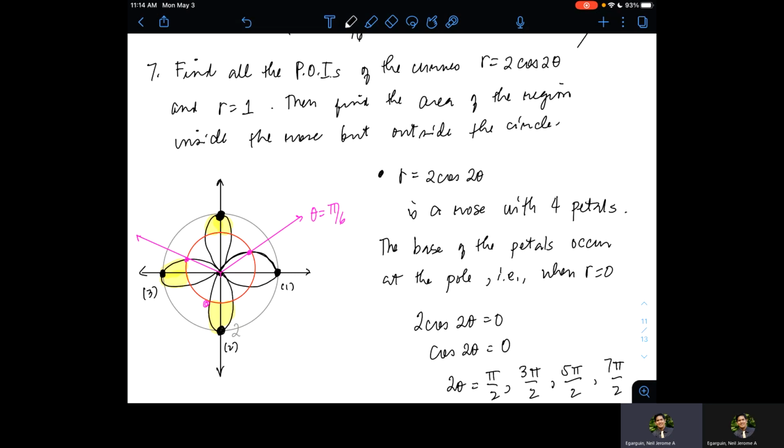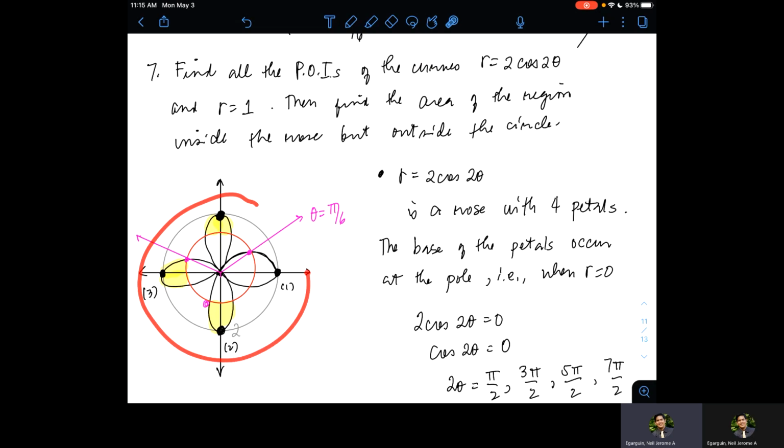So I would like to start by finishing up the example I ended with last time, which is about finding all the points of intersection of the curves r equals 2 cosine 2 theta and r equals 1. I have noted that this is the graph of a rose with 4 petals. It has 4 petals because here n equals 2, which is even, so I need to double that to get the number of petals.